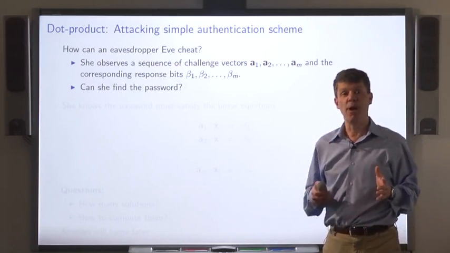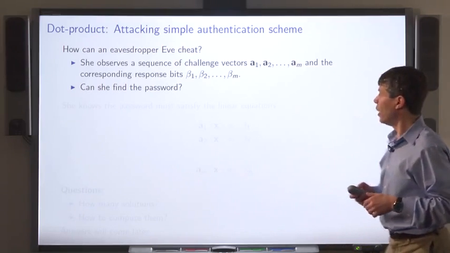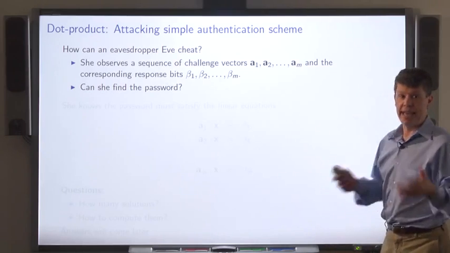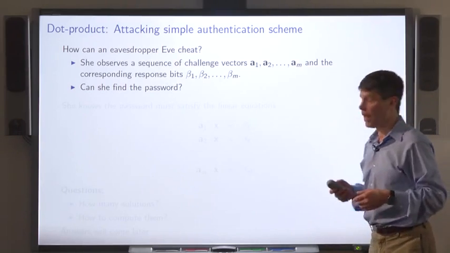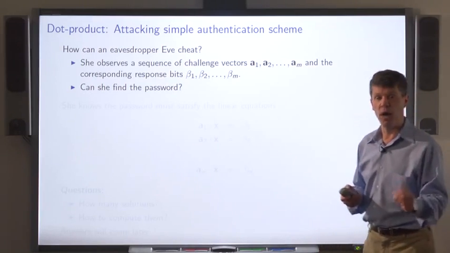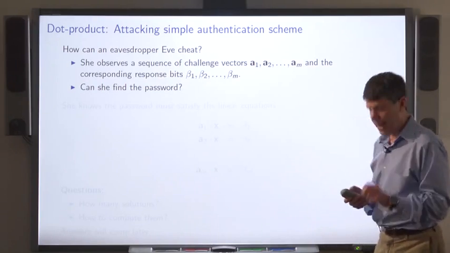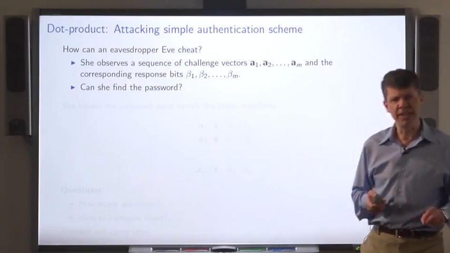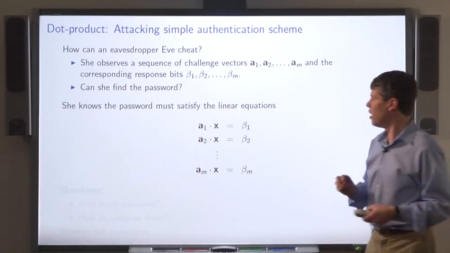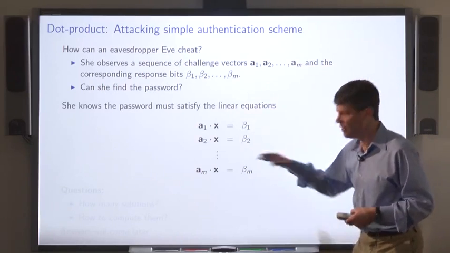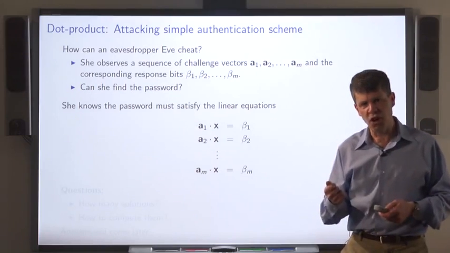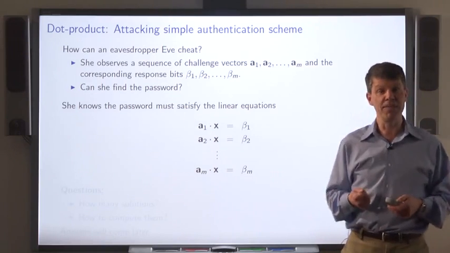Now, how can an eavesdropper cheat? Well, let's say she observes a sequence of challenges, A1, A2, A3, and so on, and she observes the human's corresponding responses, beta 1, beta 2, and so on. Can she use these to find the password? Well, she knows that the password must satisfy these equations. So if she can solve this set of equations, can she find the password?